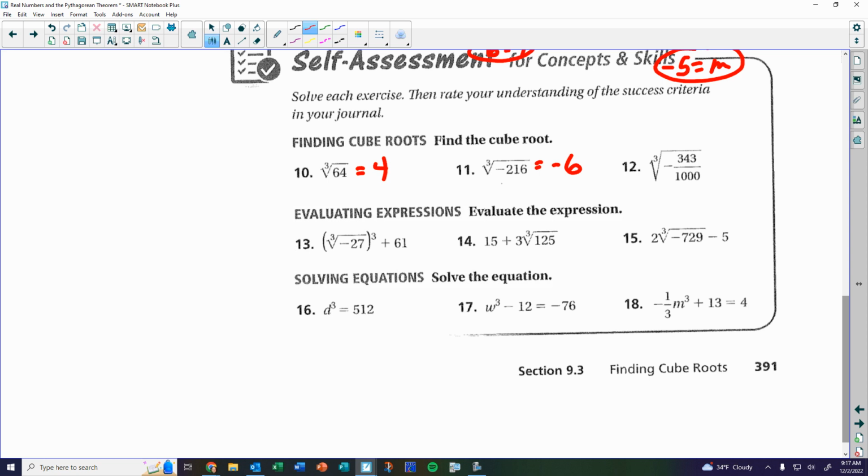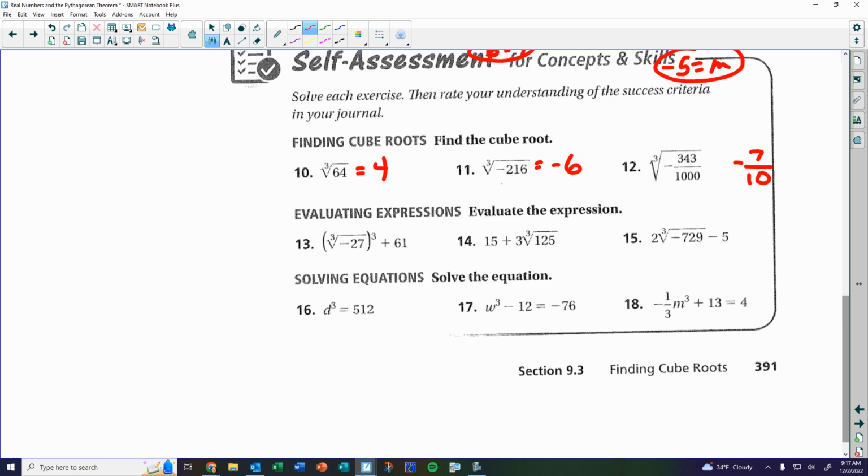All right, what about number 12? Again, no decimals. The cubic root of negative 343 over 1,000. AJ? Negative 7 over 10. Very good. Because the cube root of negative 343 is 7, and 1,000 is 10, so it's negative in there, so negative 7/10. Good. How many people got the first 3?